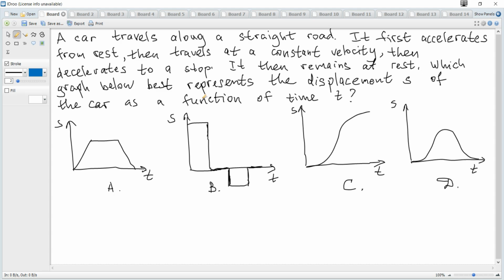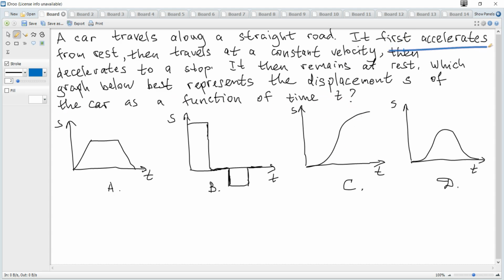A car travels along a straight road. It first accelerates from rest, then travels at a constant velocity, then decelerates to a stop. It then remains at rest. Which graph below best represents the displacement s of the car as a function of time t?